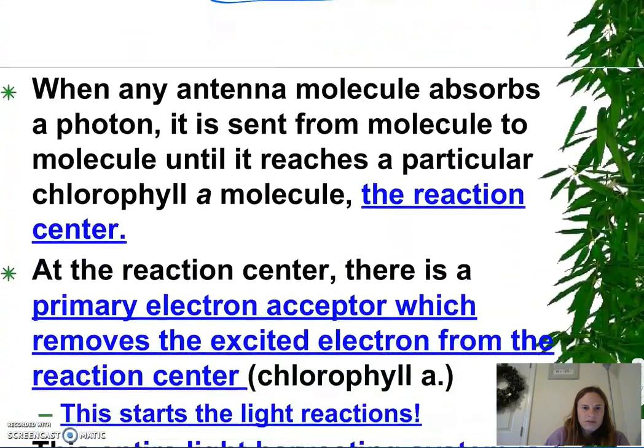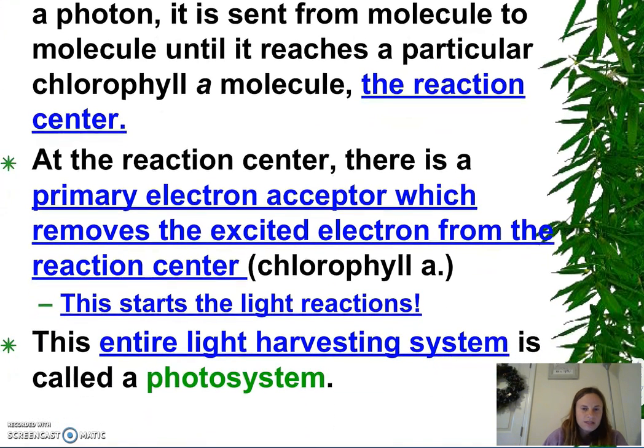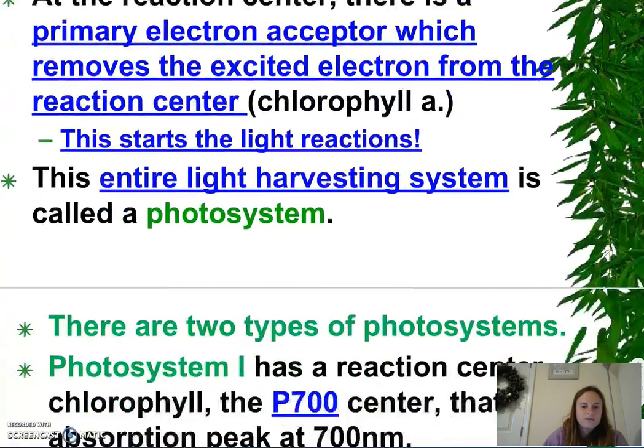So let me tell you what I mean. When this photosystem absorbs a photon and the electron gets excited, that energy gets sent from molecule to molecule until it reaches the reaction center. And then at the reaction center, there's a primary electron acceptor, which is going to remove that excited electron from the reaction center, and then that starts the light reaction. So this entire harvesting system is called a photosystem.